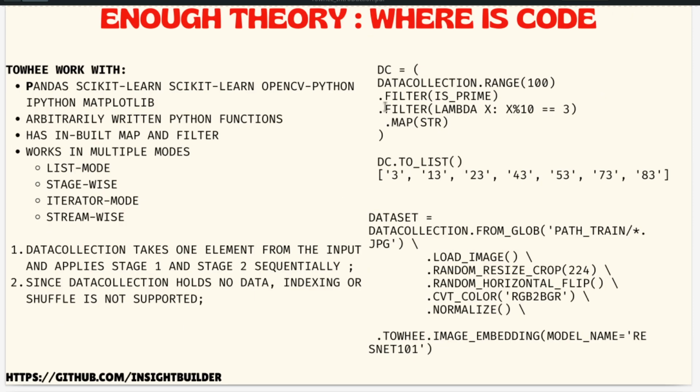Now, if I ask you to read this: data collection.range, filter with lambda equal to isPrime, and map equal to str. You might be wondering, first you must be able to ask this question, what is isPrime and what is str? If you don't ask that question, then you might be actually stuck. And if there is no answer provided to you, you will be literally not able to get the understanding of what is going on here.